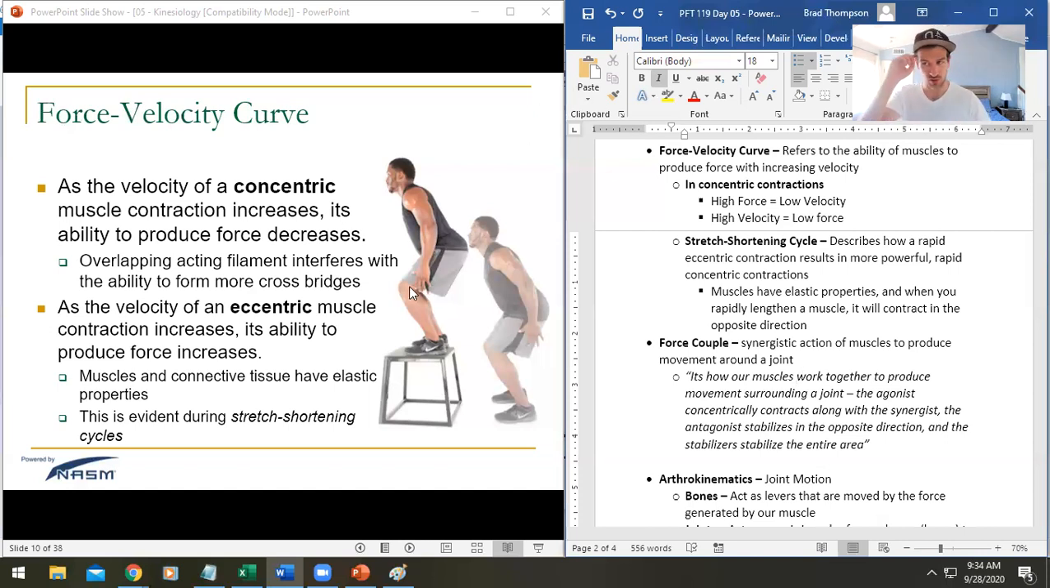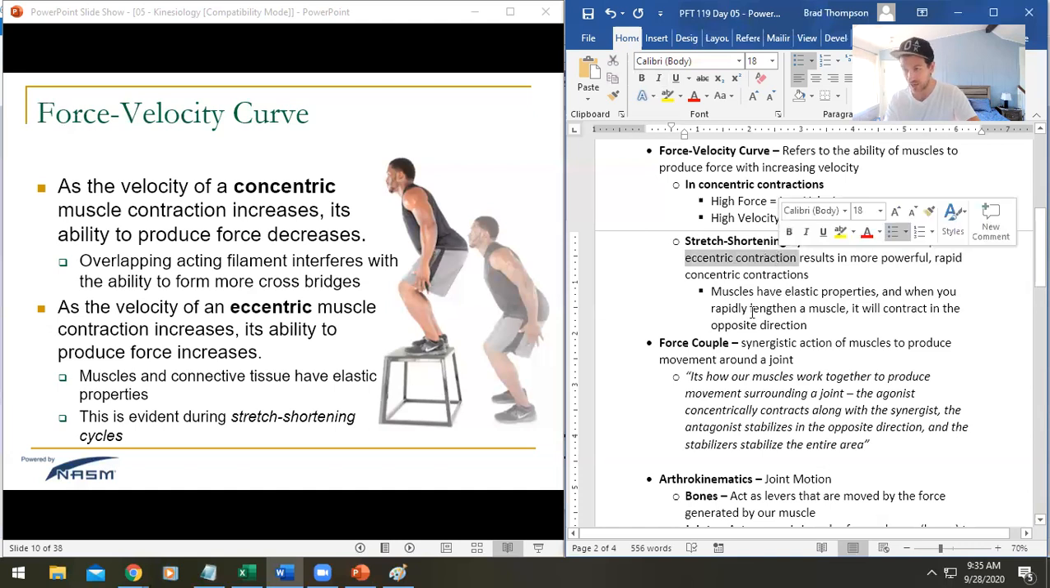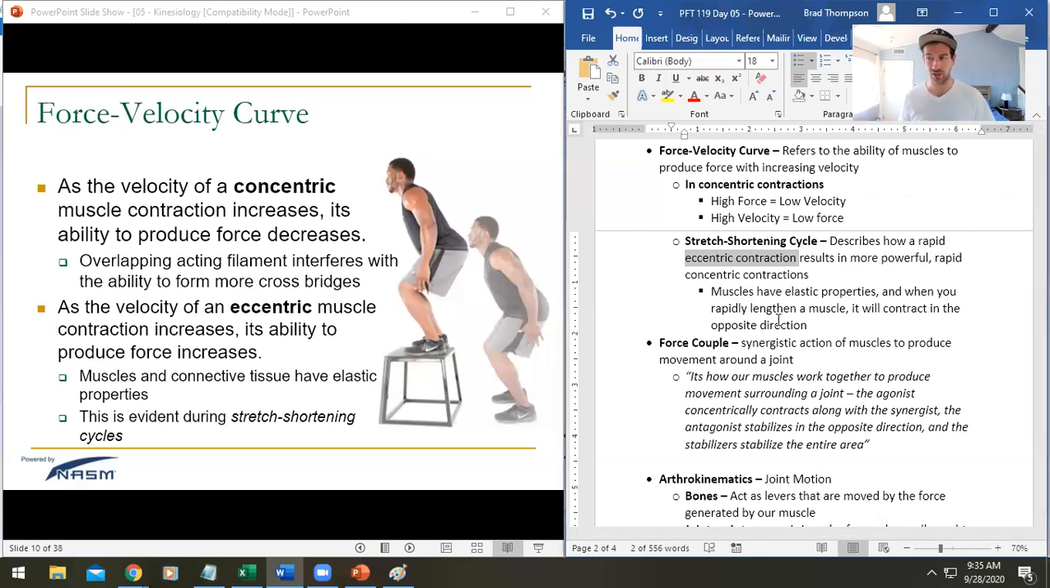But here's the thing, the exact opposite is true on the other side. As the velocity of an eccentric contraction, so this muscle lengthening, increases, its ability to produce force increases. Basically, I have more ability to produce force when my muscle is like this than if it's already contracted. Because your muscles have this elastic property, we take advantage of this concept all the time using what is called a stretch shortening cycle. A stretch shortening cycle is a rapid eccentric contraction, a rapid lengthening, resulting in a more powerful concentric contraction. We lengthen our muscle out so that we can shorten it afterwards.